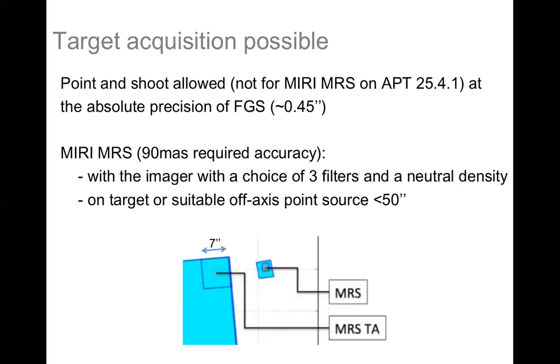As I said, if you do the point and shoot, you will be subject to the absolute precision of the FGS, which is less than 0.5 arcsecond. But if you do want to do a target acquisition with MIRI MRS, it will be done on the imager, very close to the MRS, as we can see here on this cartoon. It can be done with one of 3 filters or a neutral density. The target acquisition can be done on the target or on a nearby point source, but the source has to be very nearby, within 50 arcseconds, to achieve the required accuracy.